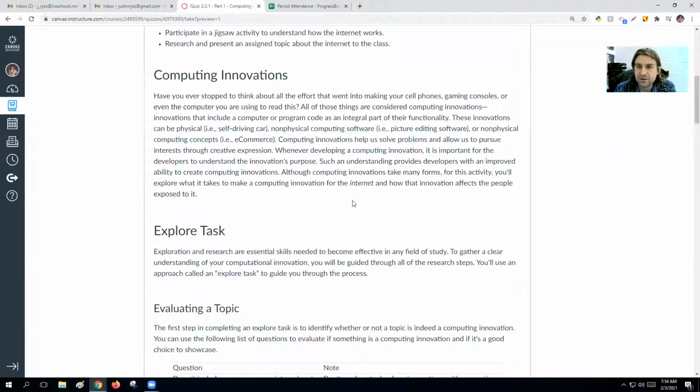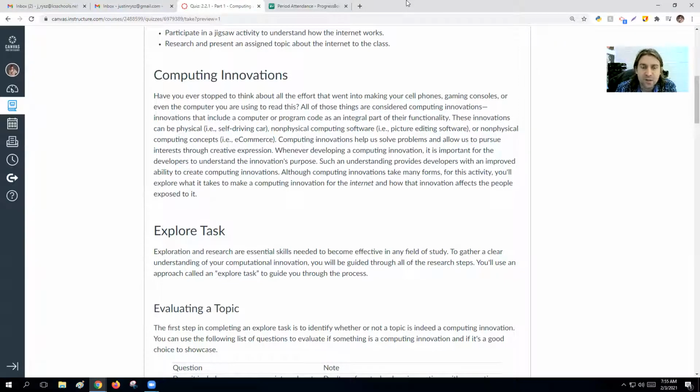These innovations can be physical, like a self-driving car or a graphics card or your monitor, or think of anything that you can actually touch, like a wireless mouse. Those are all physical, or they could be non-physical. That could be like your picture editing software, basically a graphical user interface. Or they could also be a non-physical computing concept like e-commerce, or the internet itself is a non-physical computing concept.